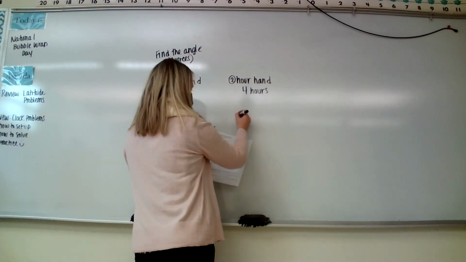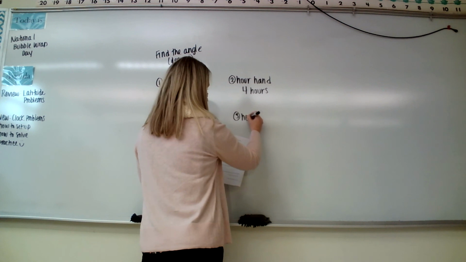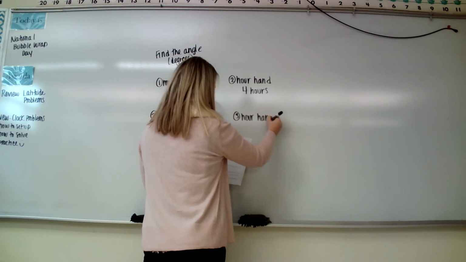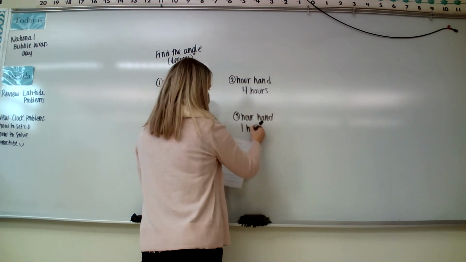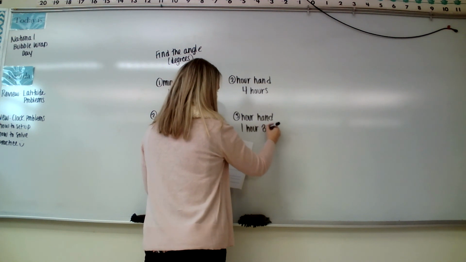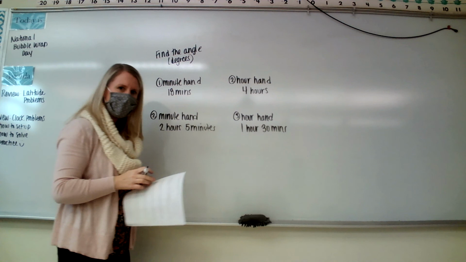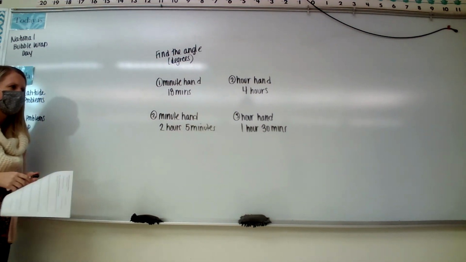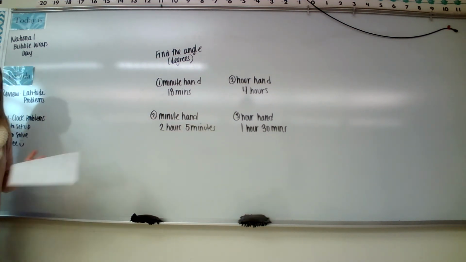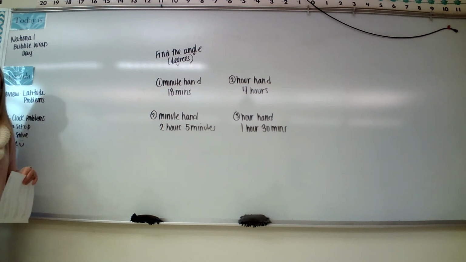And then last but not least is the hour hand, and it's traveling for 1 hour, 30 minutes. We want to make sure it's in terms of hours though. So you wouldn't write 1 hour, 30 minutes. You wouldn't write 90 minutes. That doesn't make sense because it's an hour. So for an hour, 30 minutes is half of an hour. So you would write it as 1.5 hours and then multiply by 30.